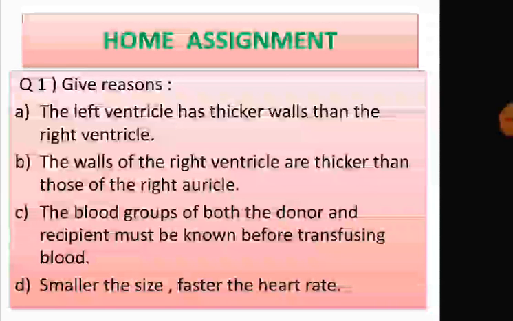The smaller the size, the faster the heart rate. There is a relationship between the size of the body and the rate of heartbeat. Why? Because the smaller the animal, the more body heat it loses, due to a higher surface to volume ratio. So the increased heart rate distributes body heat faster.